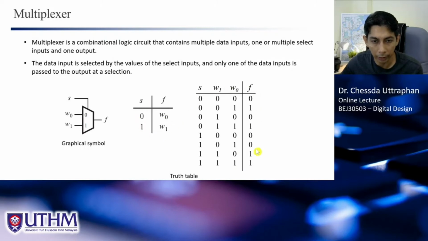The complete truth table is this, where we will see that if s equal to 0, f will follow exactly W0: 0, 1, 0, 1, 0, 1, 0, 1. But if s equal to 1, f will follow exactly what is at W1. This is 0, 0, 1, 1, 0, 0, 1, 1. So that is a 2-to-1 multiplexer.